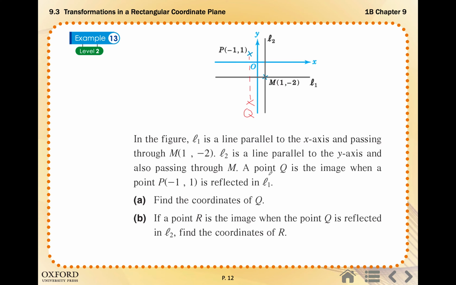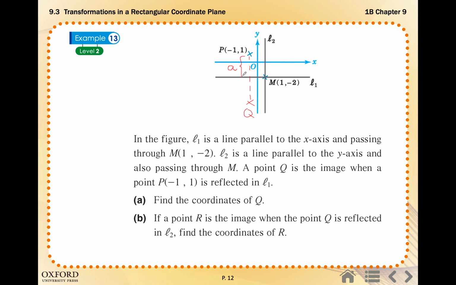And now you are asked to find the coordinates of Q. That means your problem is that you have to find the distance between point P and the line of the reflection, that is L1. That means here is A units. But what is the value of A? Just try to think about that. What is the distance between the point P and the line L1? And actually this is the horizontal line.